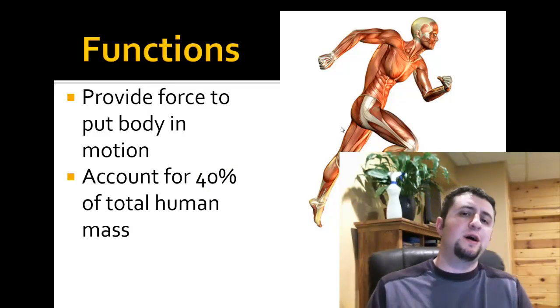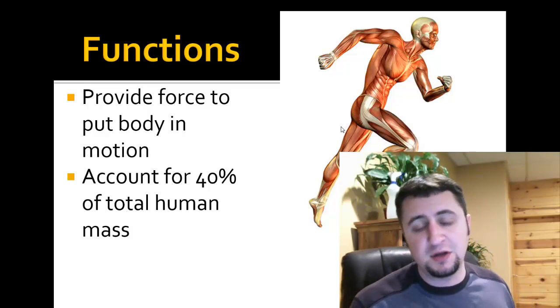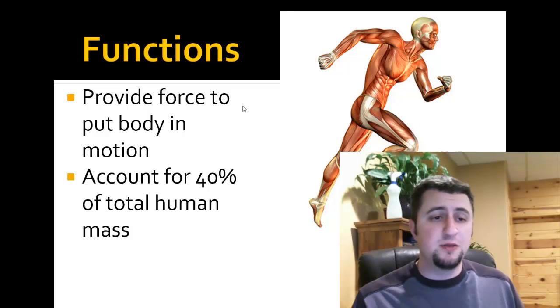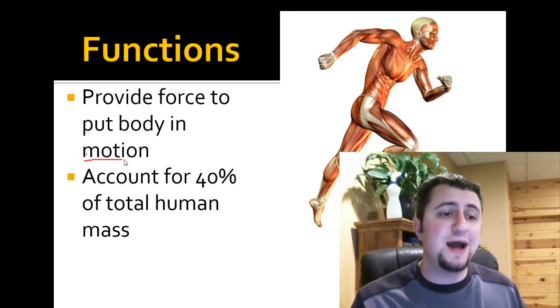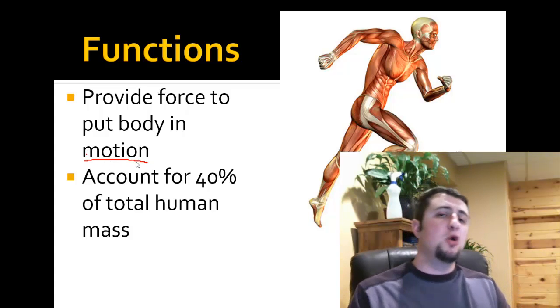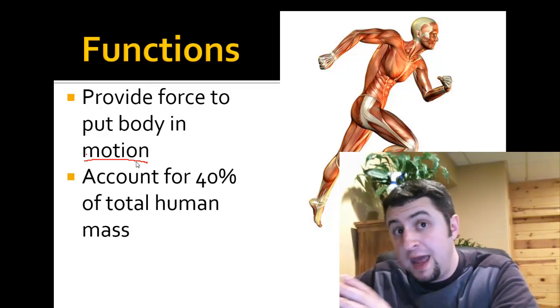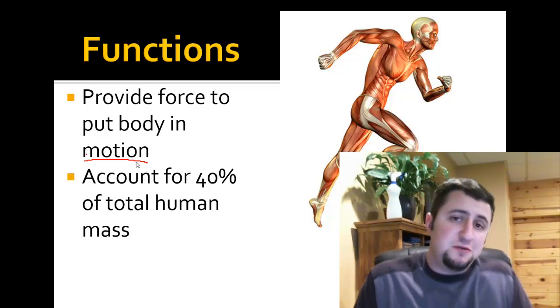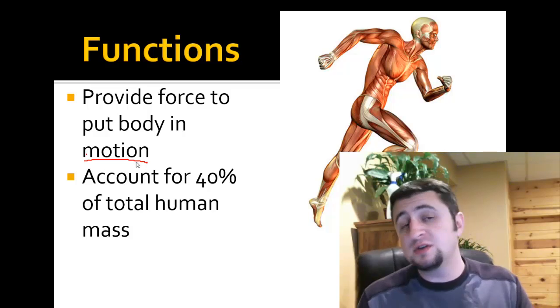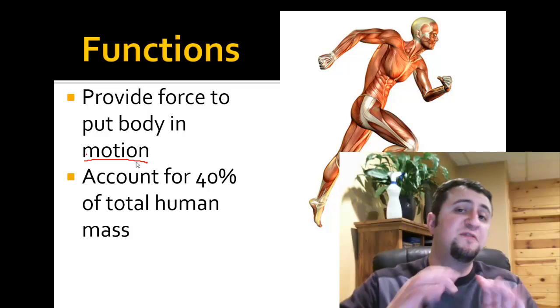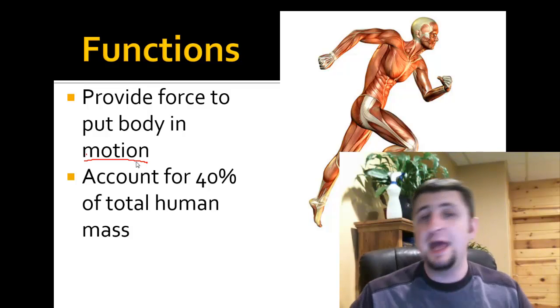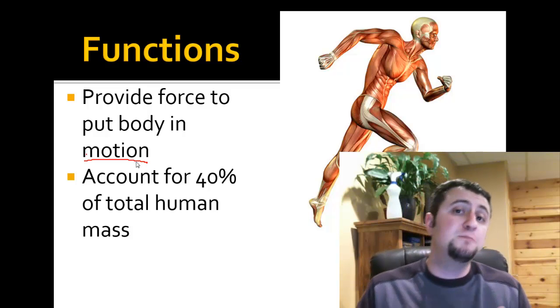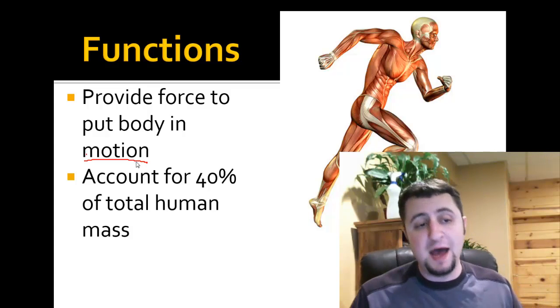Now there are several functions to the muscular system. The major one, the most important one, is that it helps to put our body in motion. When you think of motion, you're probably thinking of running from place A to place B. But actually, muscles also allow our bodies to move food through the digestive tract. They also allow our heart to pump blood all throughout our body.